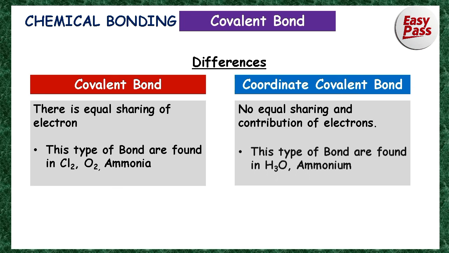Examples of covalent bonds are two atoms of chlorine, we have that of oxygen, and we have that of nitrogen. Covalent bonds can be found in the methane molecule, in the ethene molecule, and in the ethyne molecule. In other words, a covalent bond can also be present in water. Ammonia is also a good example of a covalent bond.